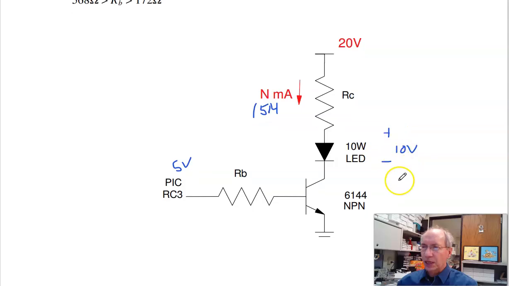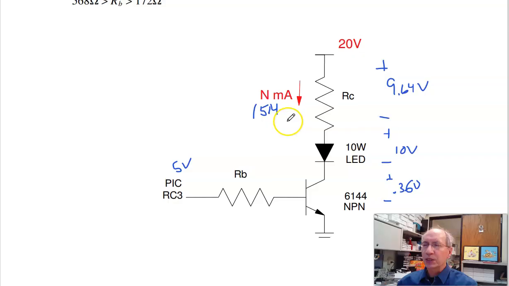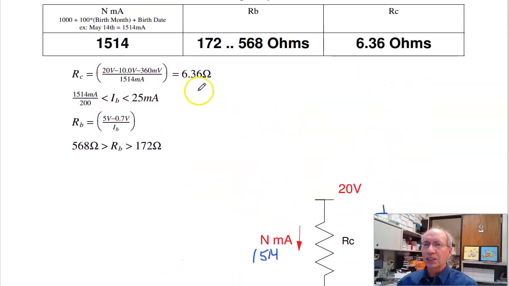The transistor has 0.36 volts when saturated, leaving the remainder 9.64 volts across the resistor. 9.64 volts at 1514 milliamps gives you RC. RC should be 6.36 ohms.